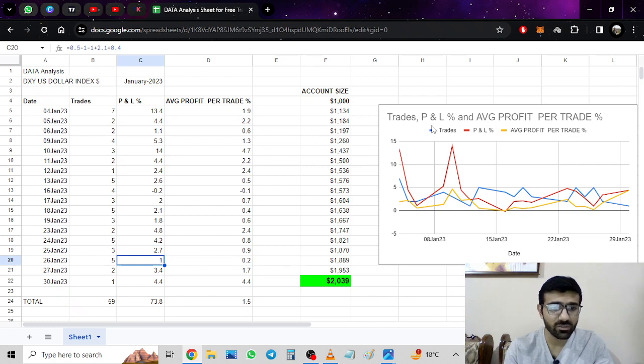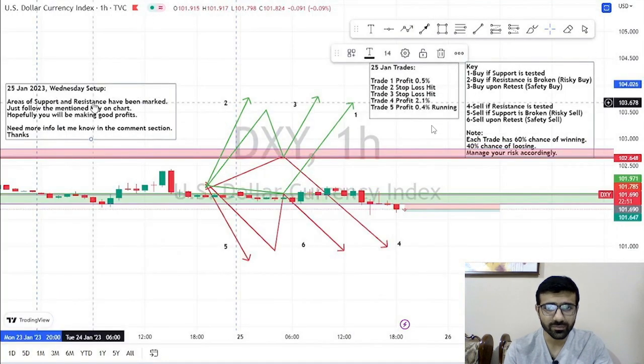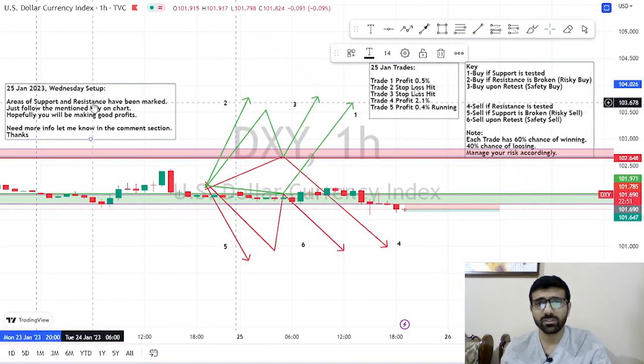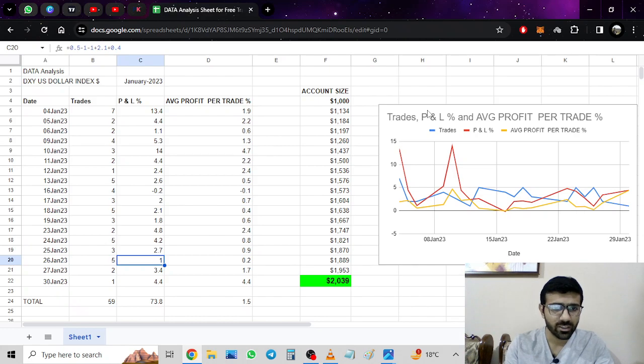On 26th of January, five trades were executed and we hit a 1% profit overall. Okay. Here you go. 0.5% profit, stop loss hit 1, stop loss hit 2, and then we made a profit of 2.1, and then trade 5 we hit a profit of 0.4% and the trade was still running. Okay, so overall we made a 1% profit.